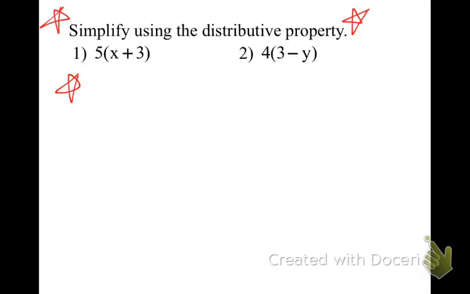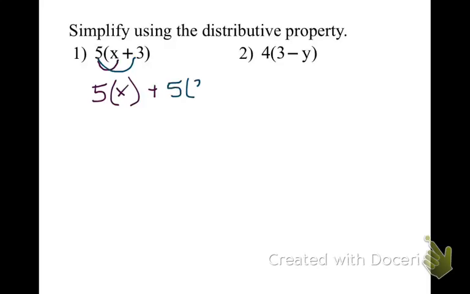So I need you to write down the directions as well as example number 1. We're going to do it together. So we're told that we need to use the distributive property. So I share my 5 with my x, which is going to give me 5 times x plus, now I have to share my 5 with my 3. I'm distributing it, so 5 times 3. Then I'm going to simplify.